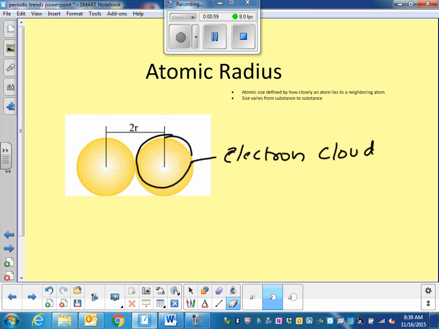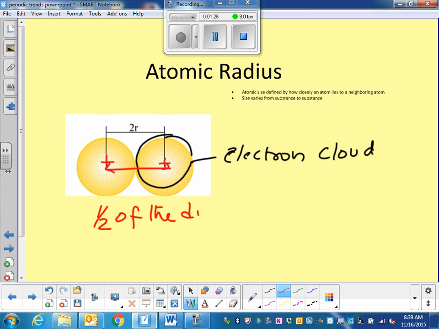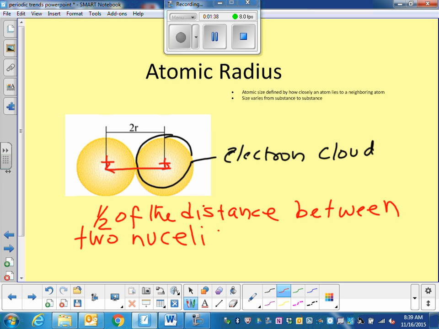So how do they actually measure radius? They know this is the positive nucleus. They can detect a positive nucleus with an instrument. They put two atoms as close as possible to each other. They take the distance between the two nuclei, and one half of the distance between two nuclei is known as the atomic radius.